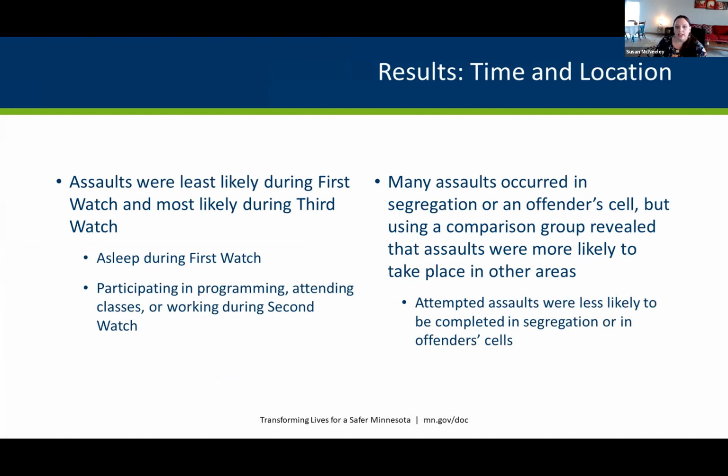In terms of location, when we look at descriptive statistics, about half of the assaults occurred in segregation and about 29% were in the offender's cell. So just from that, we might have concluded that these are really dangerous places for staff. But when comparing assaults to non-assaults, I found that assaults were actually less likely to take place in those areas. And the attempted assaults in those areas were less likely to be completed.